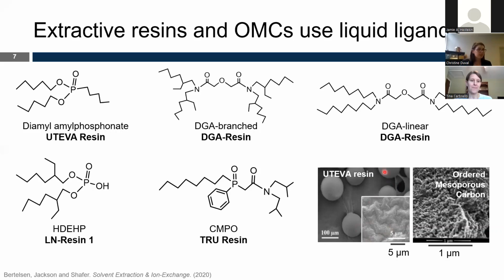Here in the bottom right, I show an SEM of some of those UTEVA resins. You'll see they have very small pores. There's been some effort in the same community to look at different support materials. Whereas resins might have more interconnected and disordered pore structures, some have looked into these ordered mesoporous carbons, where the pores have more structure to them, but at the same time, they still have some of those smaller pore structures.